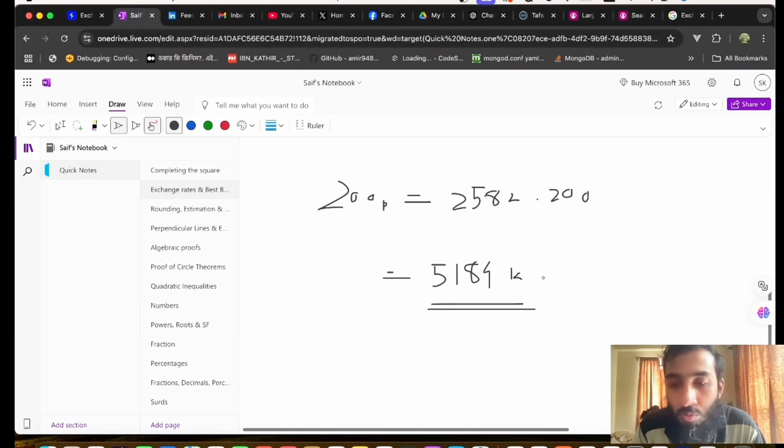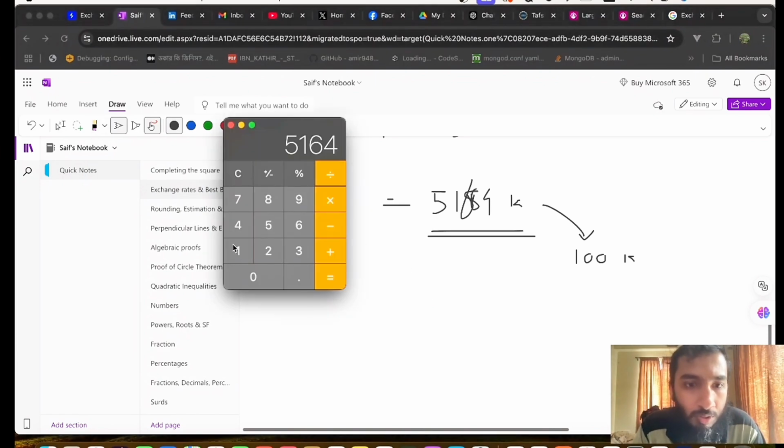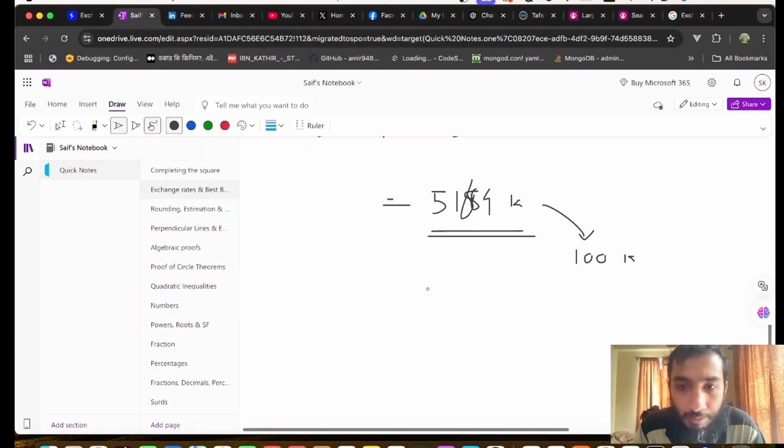Now she has to split it into 100 koruna notes, right? So how many koruna notes maximum can she get? Let's just say this is 64. So how many should be there? If I divide 5,164 by 100, I get 51.64. So approximately 51 koruna notes is required.